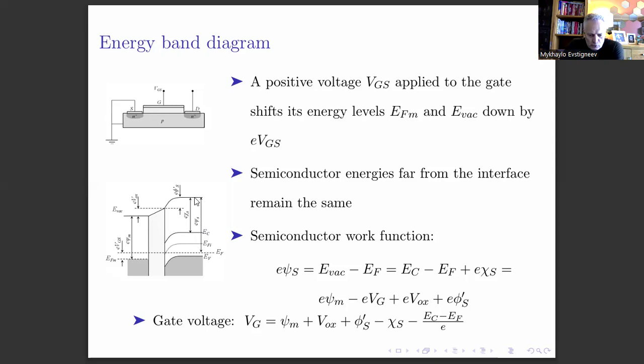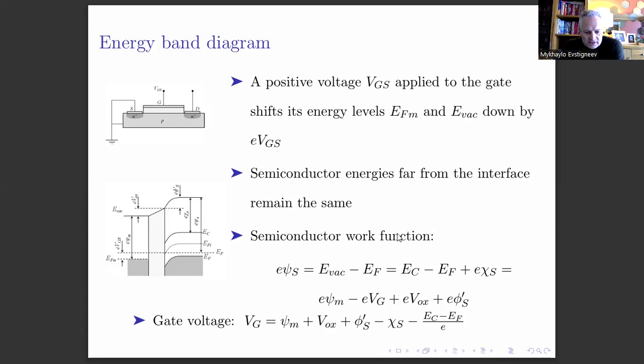So the semiconductor work function is the vacuum energy minus the Fermi energy on the semiconductor side. Or you can write it as the semiconductor affinity, E chi semiconductor, plus the energy difference between the conduction band edge energy and the Fermi energy, EC minus E Fermi. This energy difference plus the electron affinity is the work function of the semiconductor.